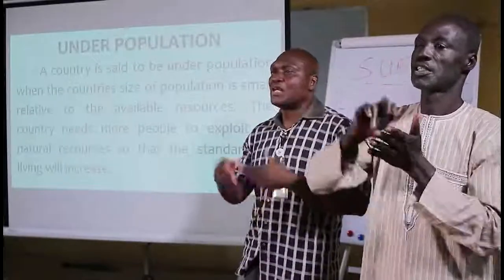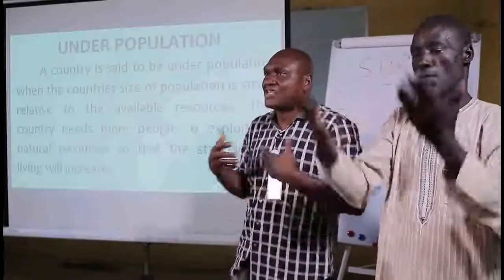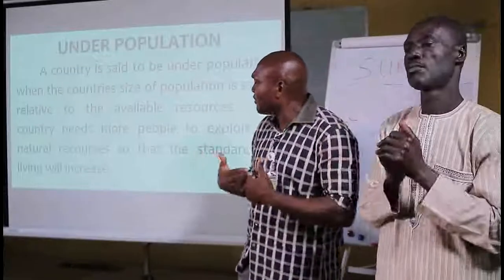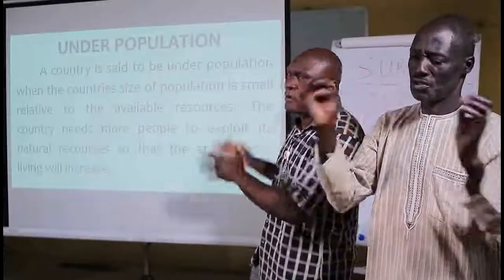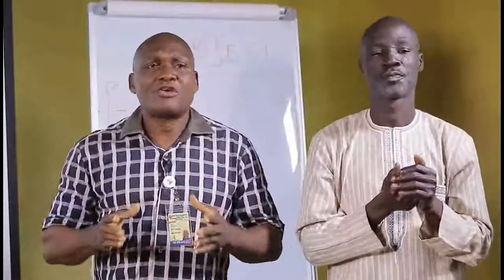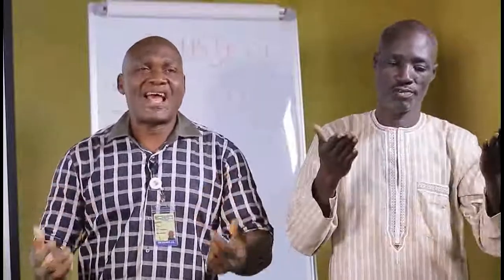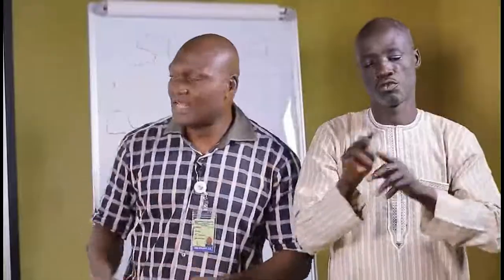For example, the Nigerian government may say, okay, we are opening up our borders for people from other countries to enter Nigeria. That's immigration. They are immigrating to Nigeria. So what we are saying here is that for a country that is underpopulated, the economic implication is that the country should be opened up for people to come in and harness the available resources in order to move up the standard of living.